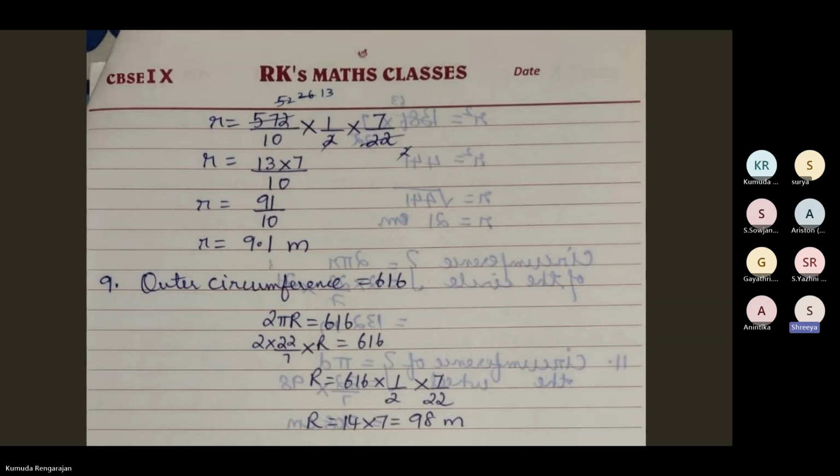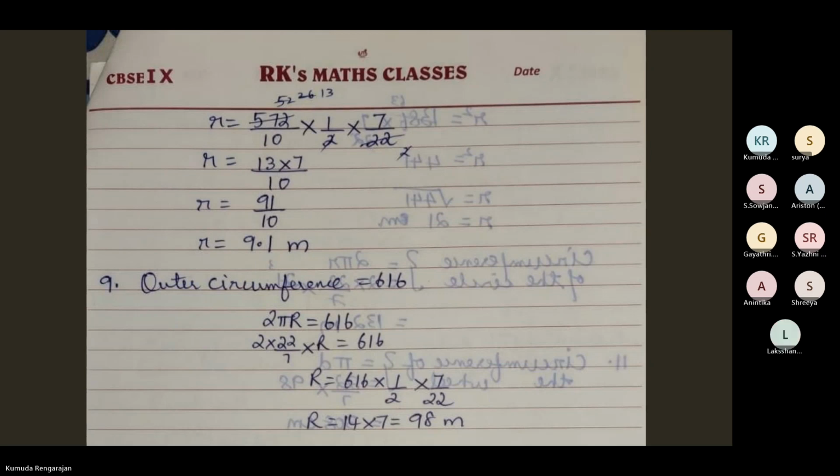Shreya, how did you get such a big value? I didn't transpose it, ma'am. I just multiplied it. That's the problem. Okay. Yeah, do this, children.